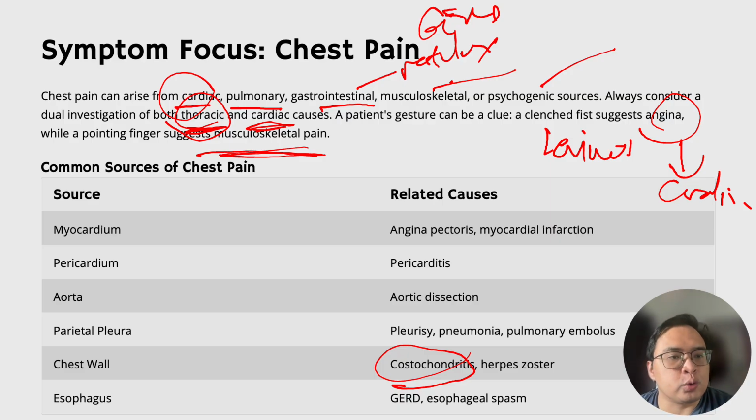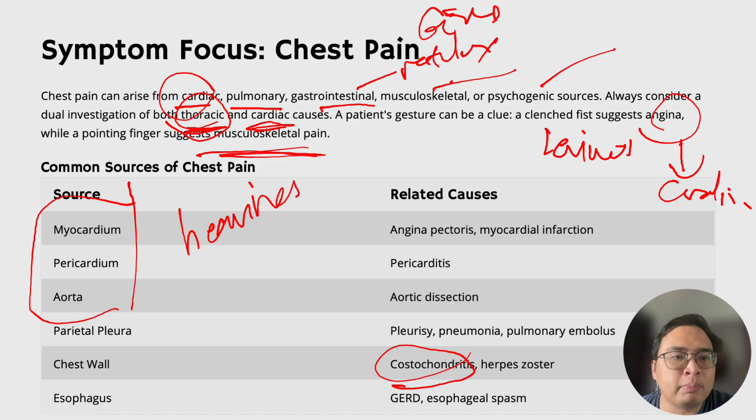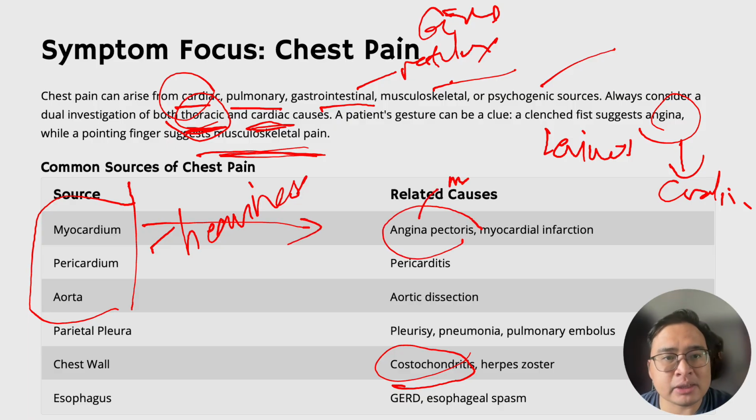Okay, so when we say that it's from the heart, the common description is heaviness. In Filipino, parang dinadaganan, parang iniipit, parang ini-squeeze. But there are many different sources. It's not just all coming from the myocardium. It will also come from the pericardium as well as from the aorta. So the classic heaviness is seen if it's myocardium. So it could be angina pectoris, which just requires maintenance medication. But what you want to rule out is an emergency, which is a myocardial infarction or a heart attack.